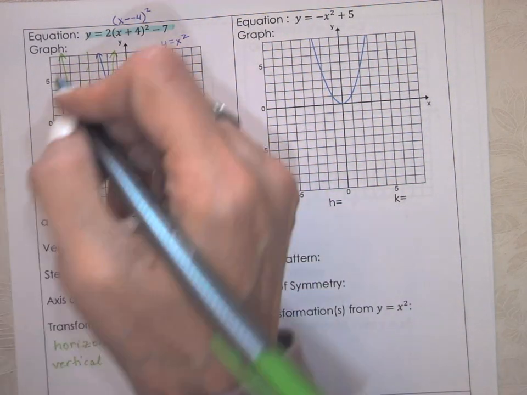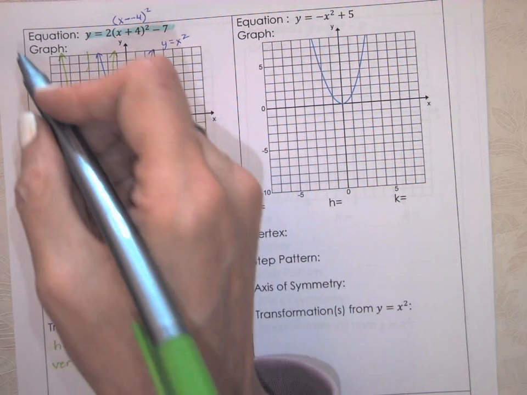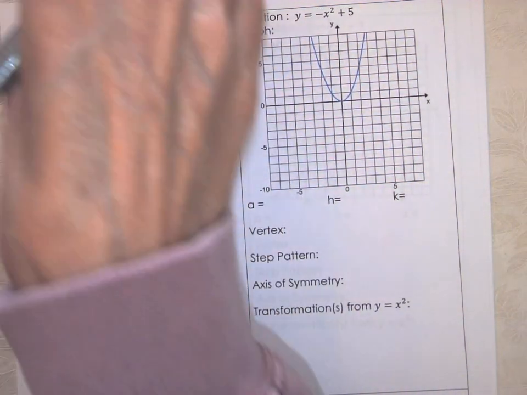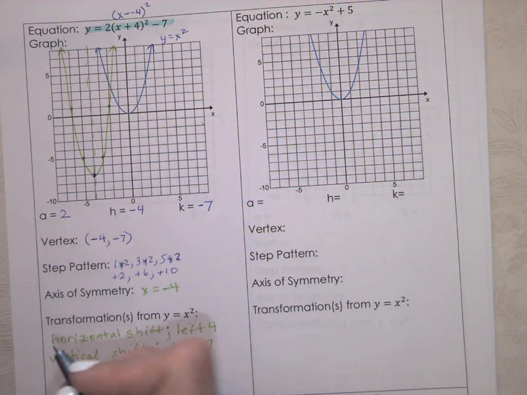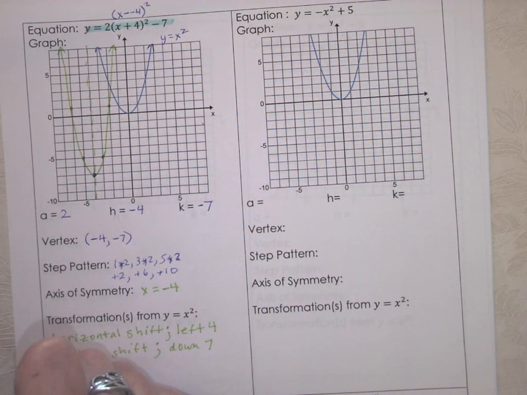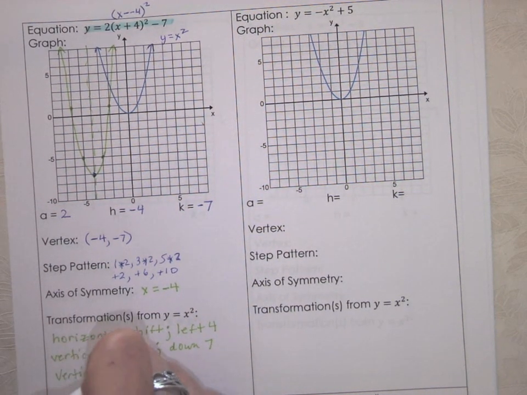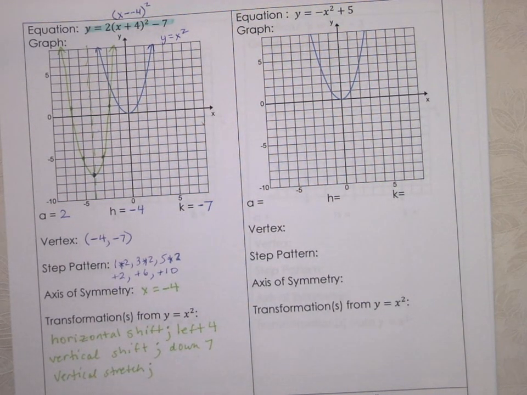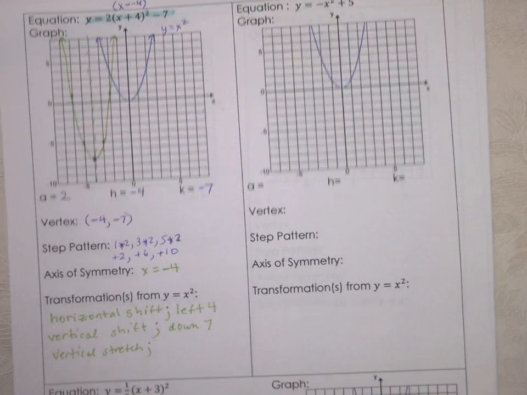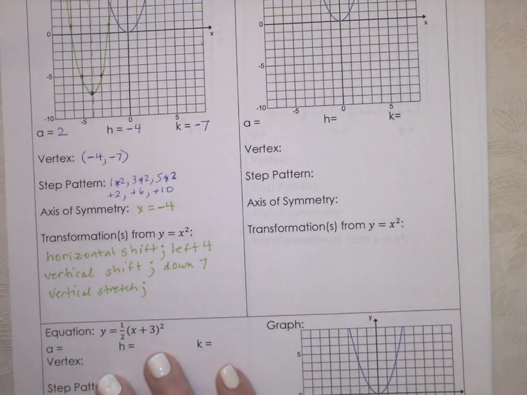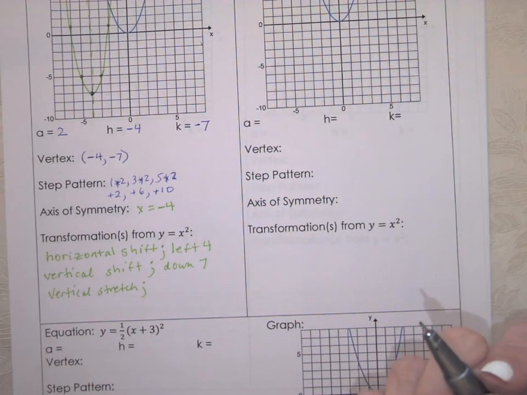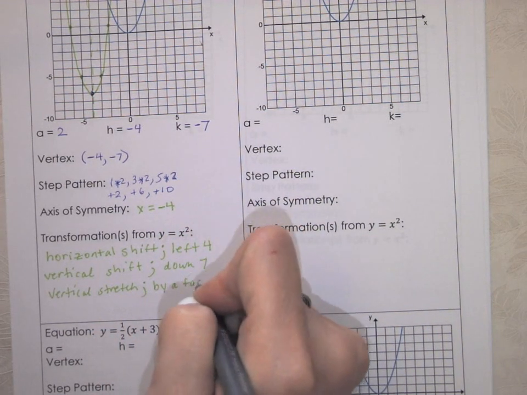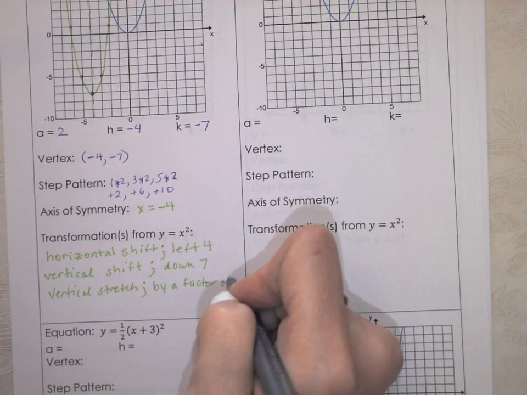And we also know that there was a vertical stretch because the parabola is skinnier. We've pulled these together more, right? So that's called a vertical stretch. And that is by a factor of 2 because we doubled all our steps. So by a factor of 2 because we doubled our steps.